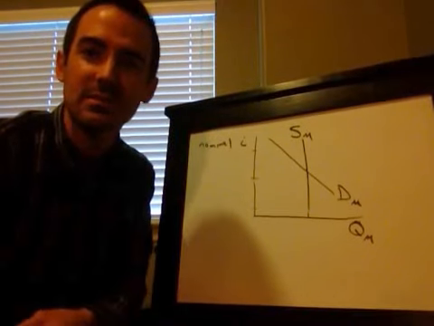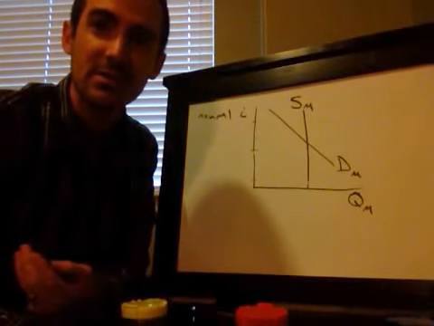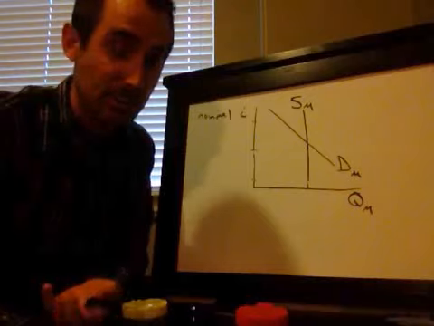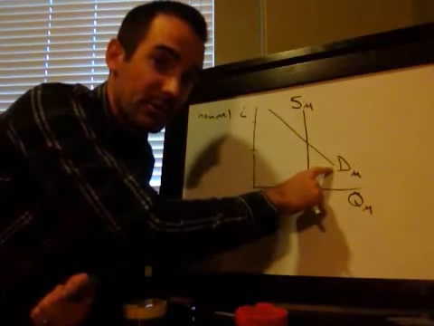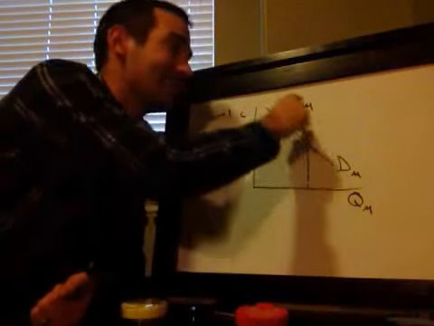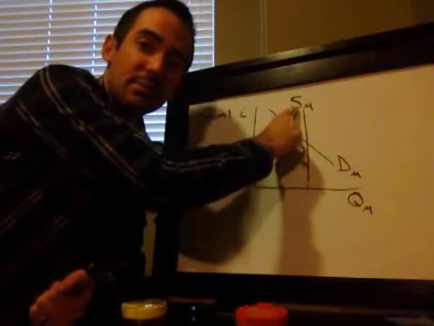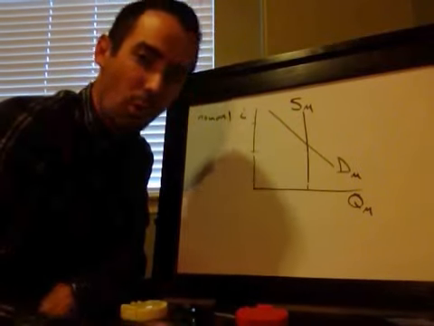Now, why do we learn this? I would say that next to aggregate demand and aggregate supply, this is the second most important graph we learn. By the way, don't label this one aggregate demand. This is not the aggregate demand curve. This is not the aggregate supply curve. This is the supply of money and the demand for money. Why is this so important?